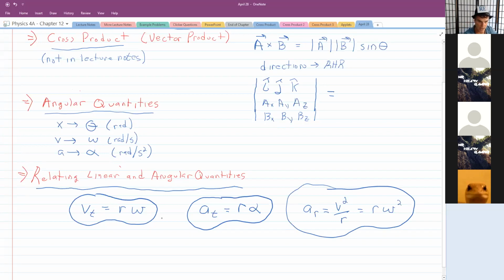So this is how you would relate linear quantities to angular quantities. If I'm told how quickly something is rotating in radians per second, and I know how far it is from the axis of rotation in meters, then I can tell you how fast that object is moving in meters per second. And that's kind of what I've covered so far.